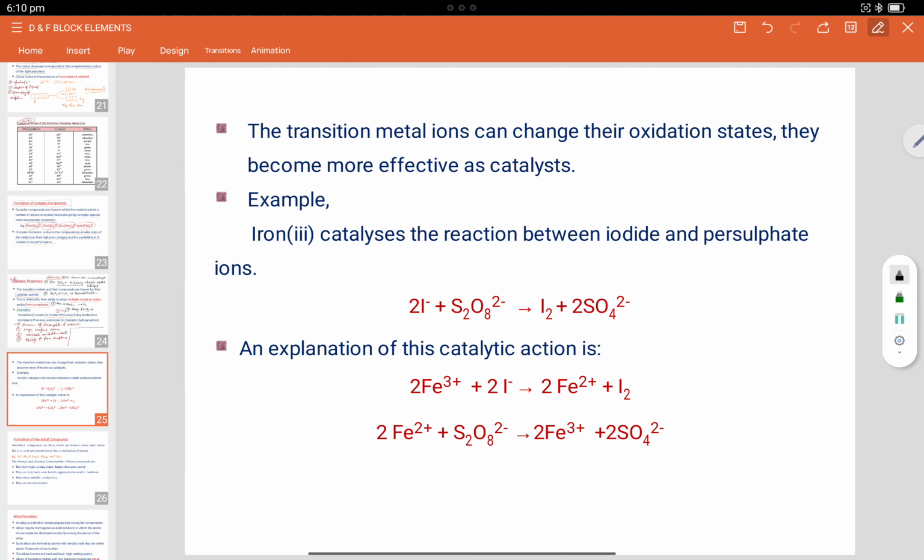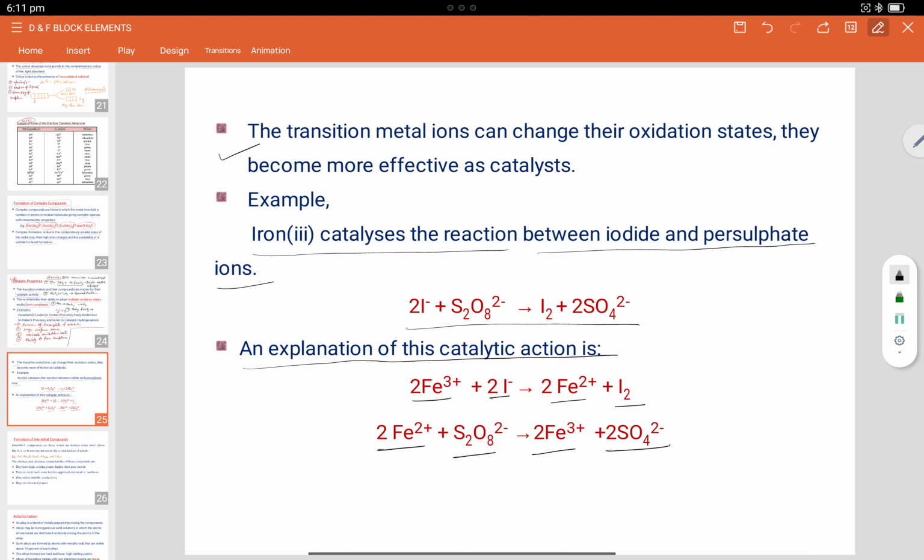The transition metal ions can change their oxidation state, so they become more effective as a catalyst. For example, iron catalyzes the reaction between iodide and persulfate ion. An explanation of this catalytic reaction is 2Fe2+ plus S2O8 2-, and 2I- and I2. So that is more explanation about the catalytic activity.